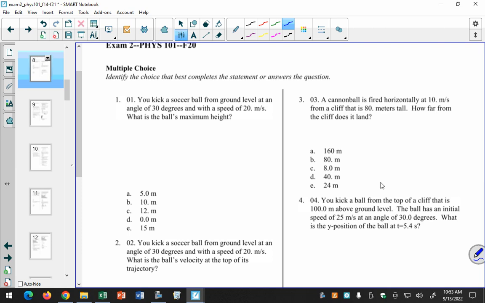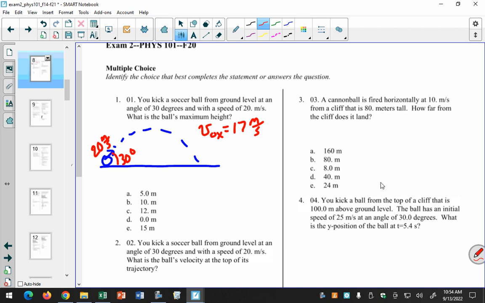All right, you kick a soccer ball. Can we do number 1? Is that okay, Austin? So number 1, I want to know the ball's maximum height. Draw a picture. I know that I start with an angle of 30 degrees and an initial speed of 20 meters per second. I can go ahead and figure out what is v naught x, or that would also be vx. That's equal to 17 meters per second. How did I get that? What did I do? That's right, y'all. I say 20 times the cosine of 30. For v naught y, that's equal to 10 meters per second.